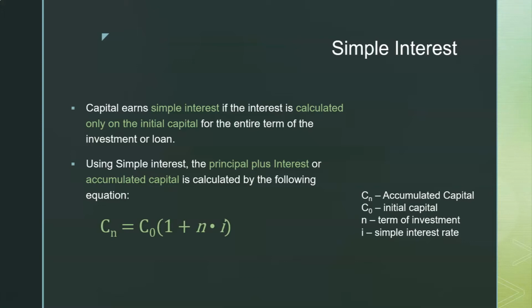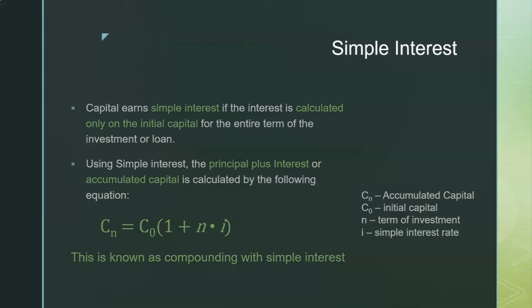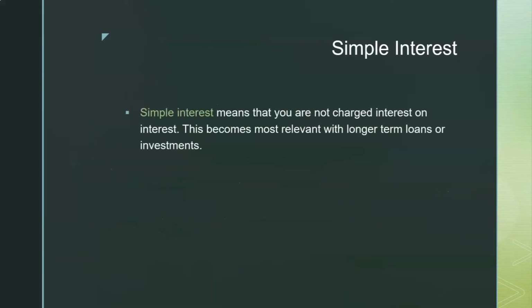Cn is equal to C0, or the initial capital, times bracket 1 plus n times i. So the accumulated capital is equal to the initial capital times 1 plus the term of the investment times the simple interest rate. This is known as compounding with simple interest. Simple interest means that you are not charged interest on interest. This becomes most relevant with longer-term loans or investments.